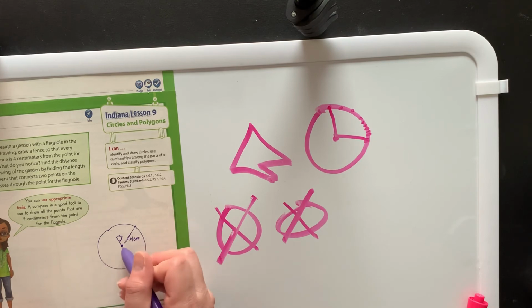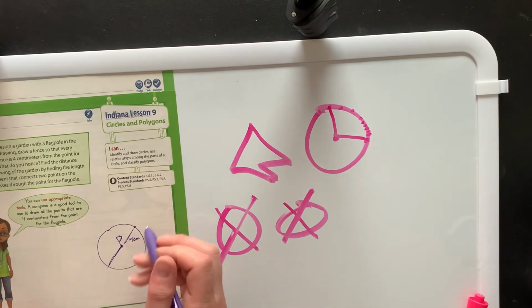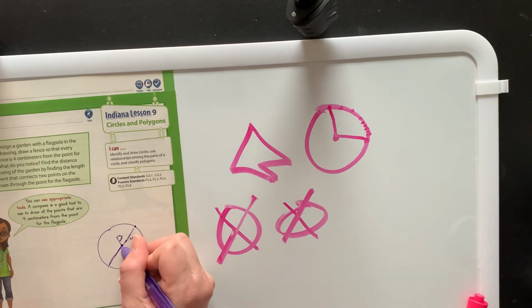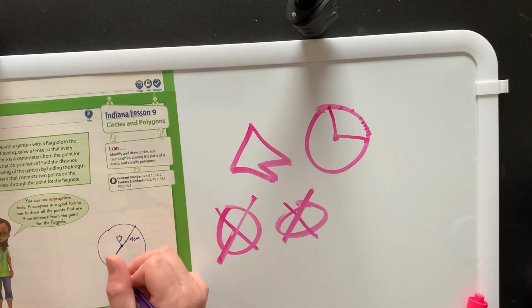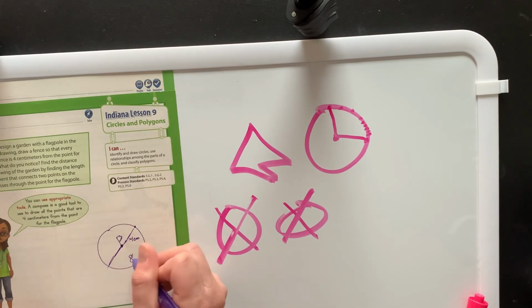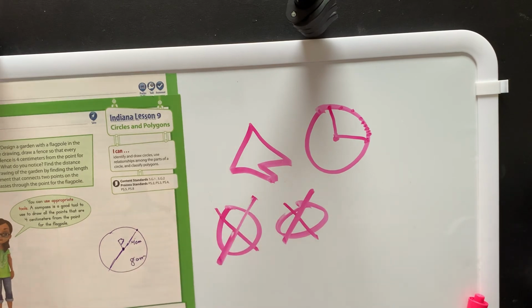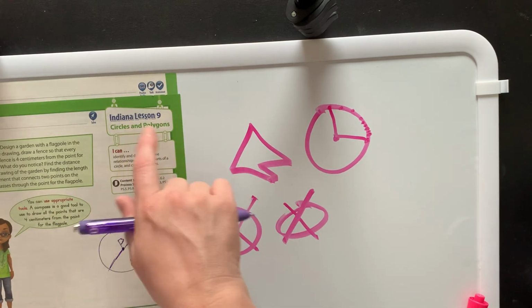That also means that if we measure all the way across, which is called the diameter, this would be the radius, and this would be the diameter. The diameter's measurement would be 8 centimeters because 4 plus 4. So that is your introduction to circles and polygons.